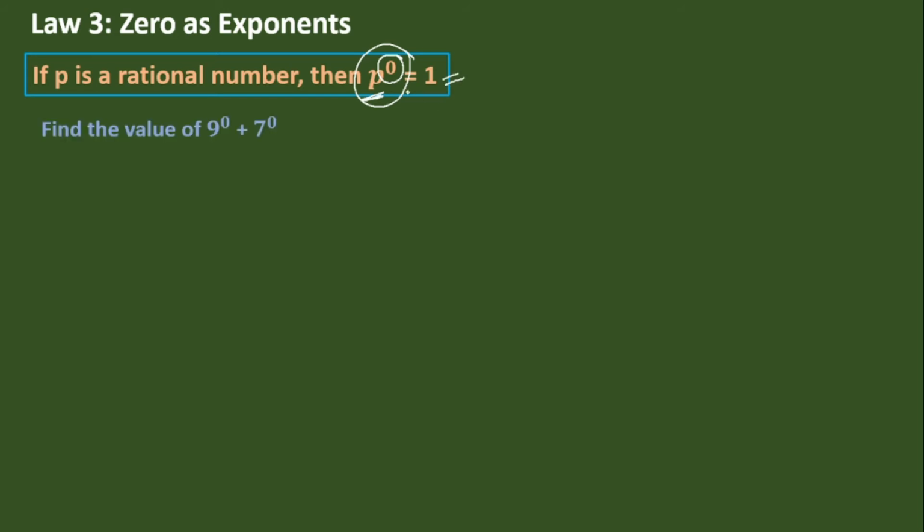Let's understand with an example. You have to find the value of 9 raised to the power 0 plus 7 raised to the power 0. As we know that according to law third, if any base has 0 as a power, its answer is 1. So you will get 1 plus 1, which is equal to 2. Now let's solve another question. You have to find the value of 6 raised to the power 0 into 7 raised to the power 0. You will follow law third, which states that if the base has its exponent as 0, its answer will be 1. So you will get 1 into 1, which is equal to 1.